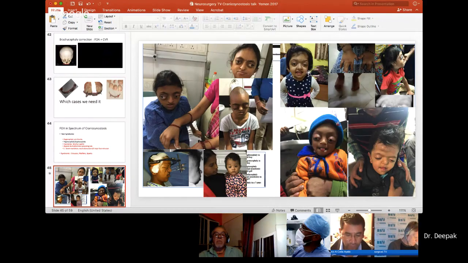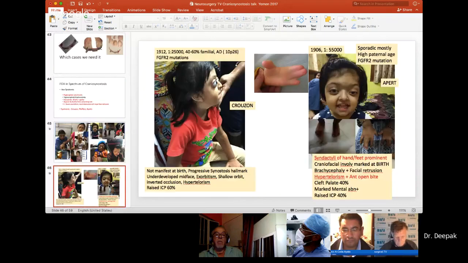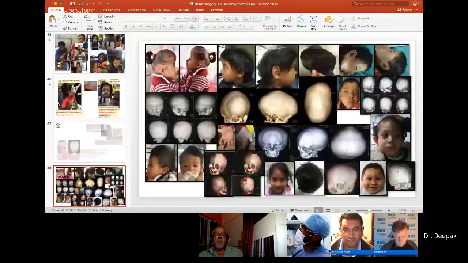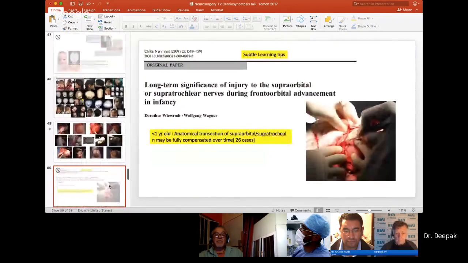This is another girl with Apert's, and this is another girl with the Crouzon syndrome. This is a child with the Saethre-Chotzen syndrome, which we operated recently. And these are the collection of patients which I have done.